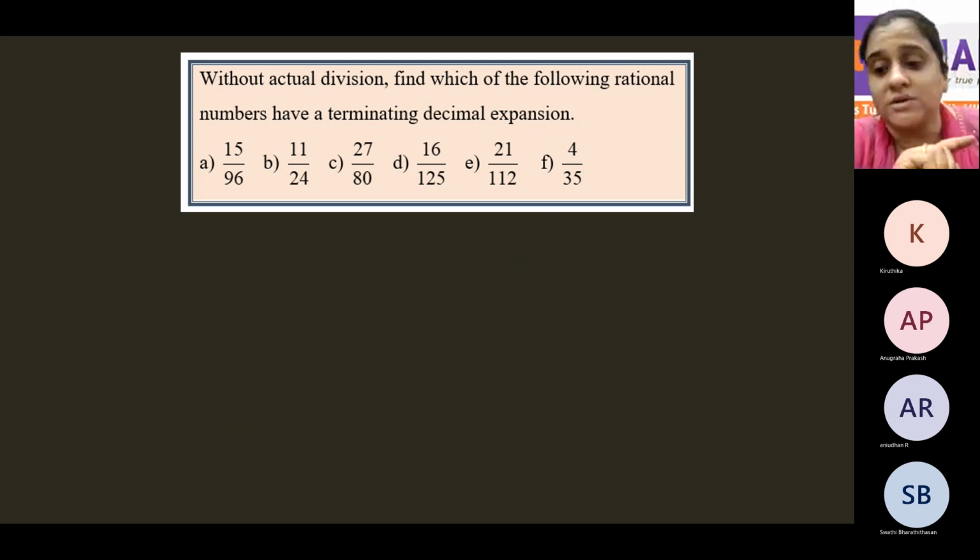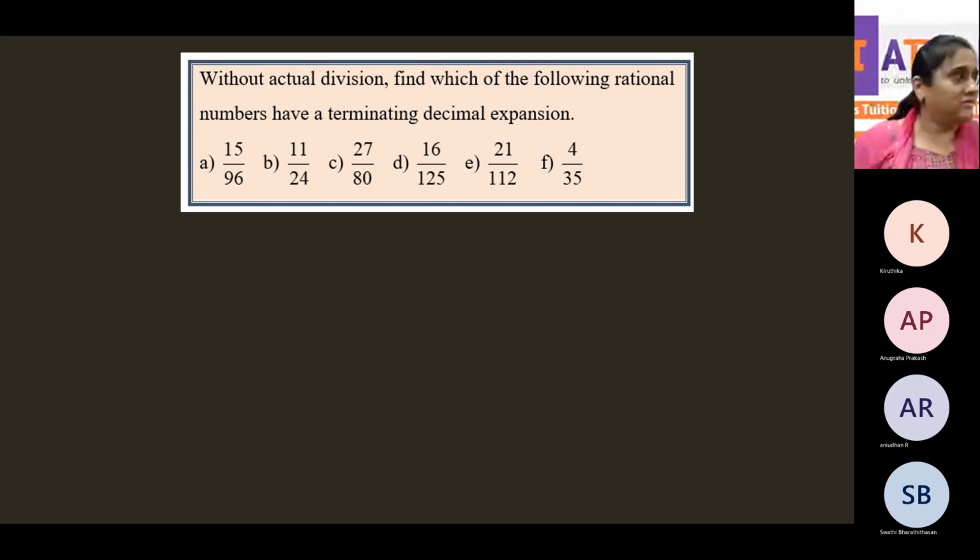You cannot get non-terminating, non-repeating here because it is p by q. In p by q, there are only two possibilities: terminating or non-terminating repeating. Don't bring non-terminating, non-repeating here. It doesn't come in p by q at all because they don't have a p by q form.